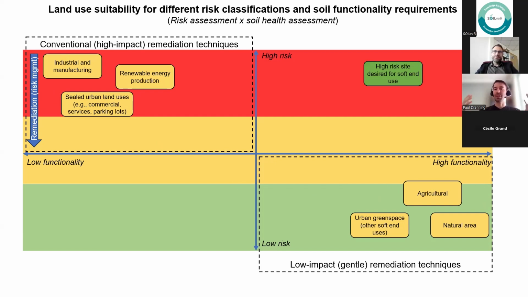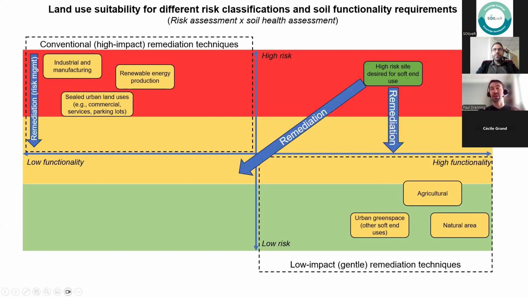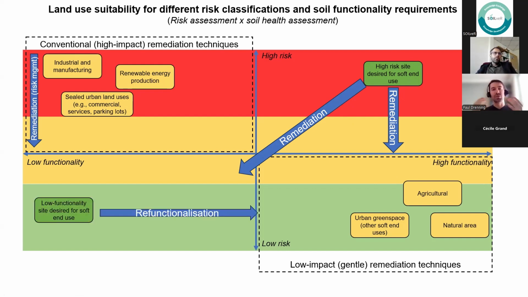But then if you consider, say, an example here where we have a high risk site that's desired for a soft end use, like a green space, we would probably require some sort of remediation, and remediation could either maintain the soil functionality while reducing the risk, or potentially reduce the risk while having a deleterious effect on the soil functionality. And then some sort of refunctionalization would probably be required after that. And similarly, with a low functionality soil desired for a soft end use, we may still need to refunctionalize or rehabilitate this soil. So tying all these different parts together is something we're really working towards in Islander.